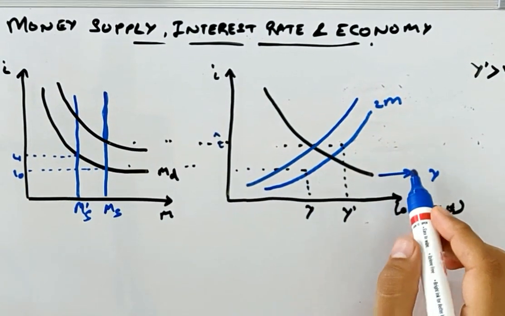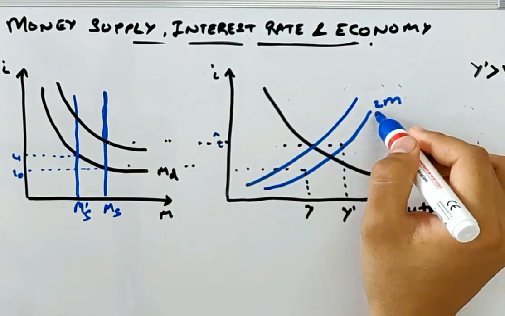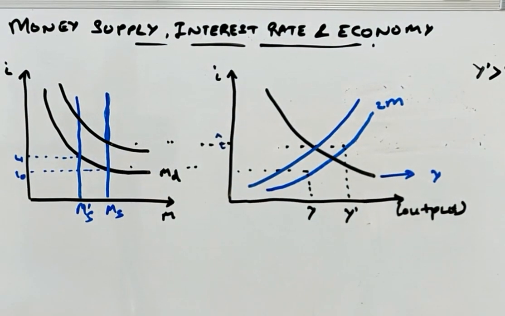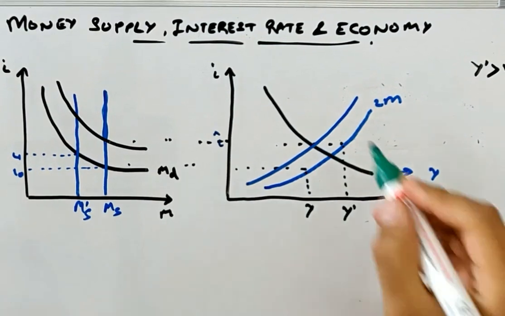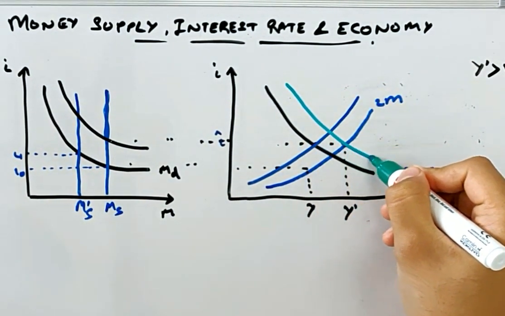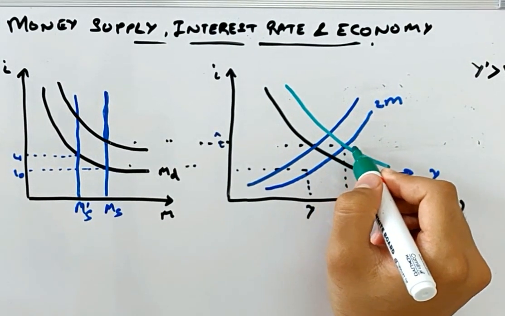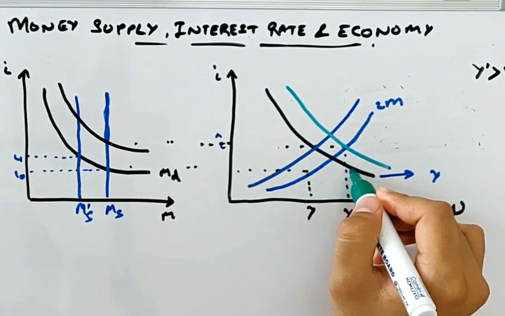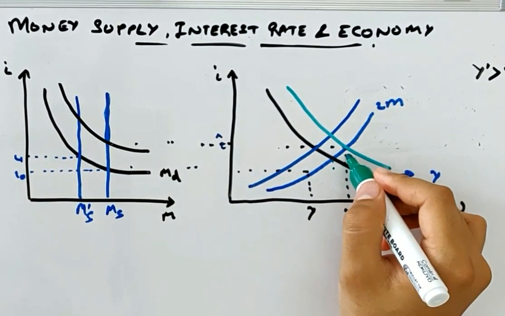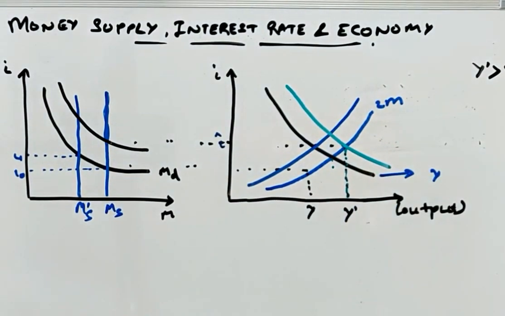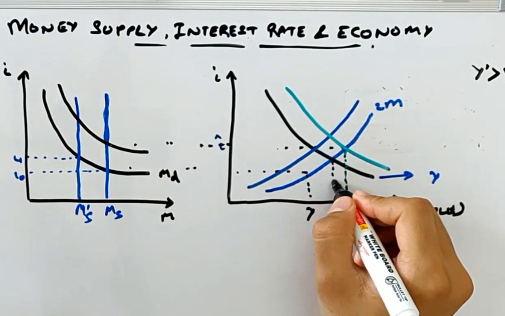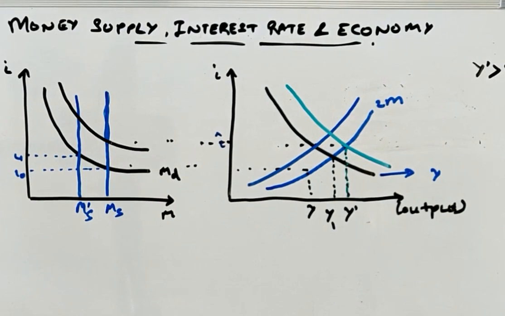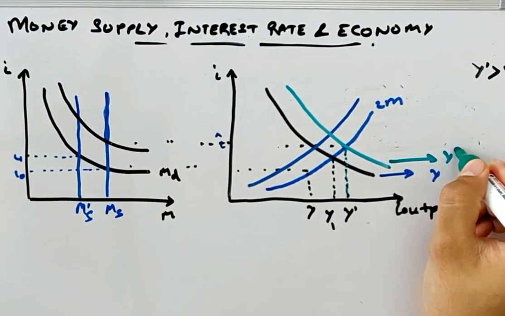Now, at the same level of money supply, if the demand increases, then also we can see the output increases. Output changes from this level to, change from y1 to y dash with the change in demand, that is y star.